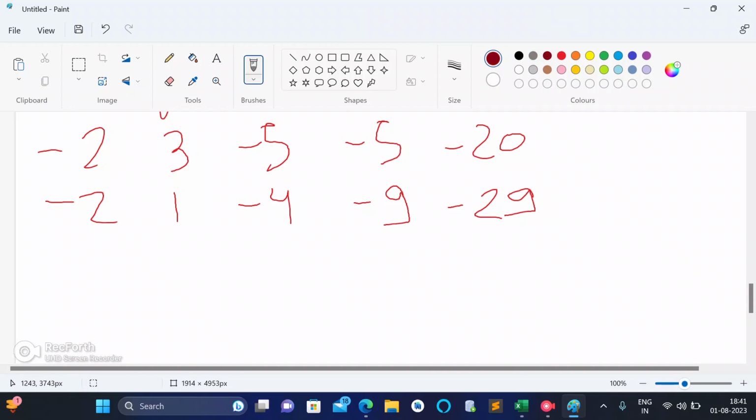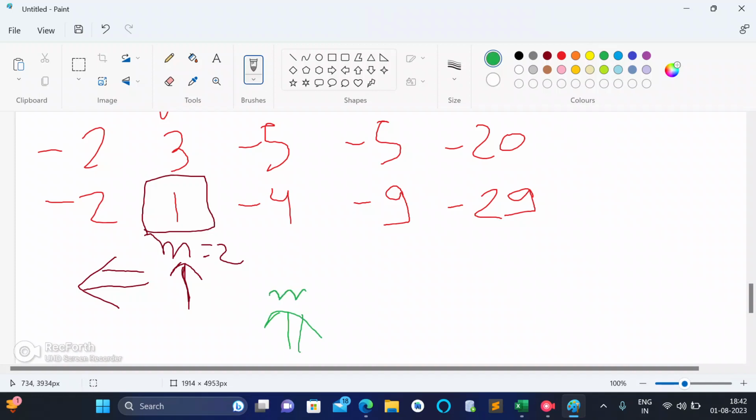Let's say this is my m equal to 2. I am starting from this point. In the first stage, my pointer is at m and I move towards the left direction. In the second stage, my pointer will be at m plus 1 and I will move towards the right.